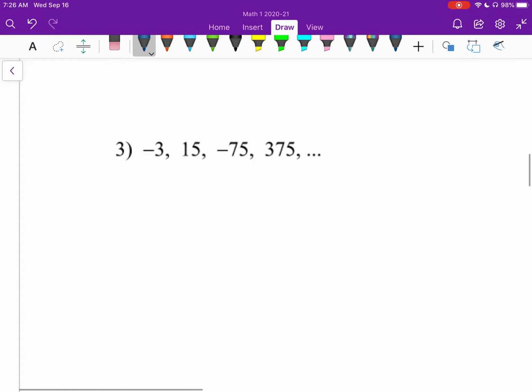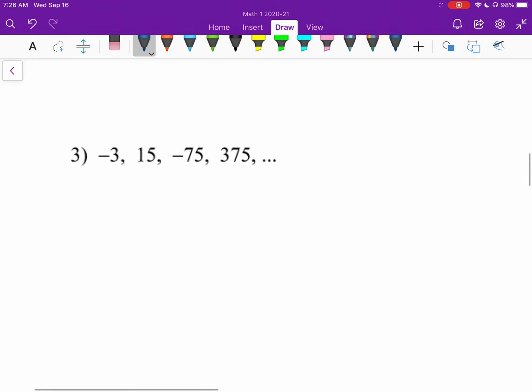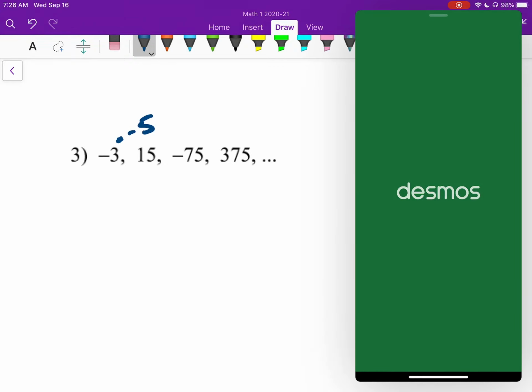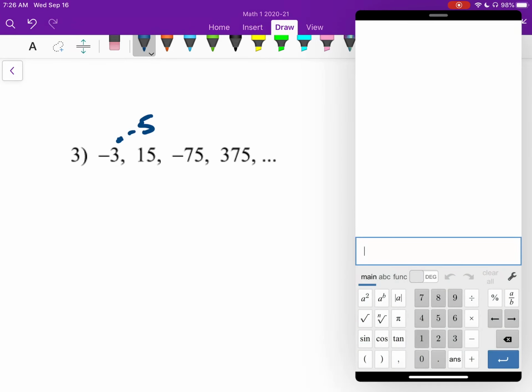Number 3, how do we get from negative 3 to 15? 3 times 5 is 15, and it swapped from negative to positive, so how about negative 5? 15 to negative 75, let's make sure that works. 15 times negative 5. Yep, so here's a negative 5. Then we'll try it one more time to check that last one. Another negative 5. So our ratio is negative 5.